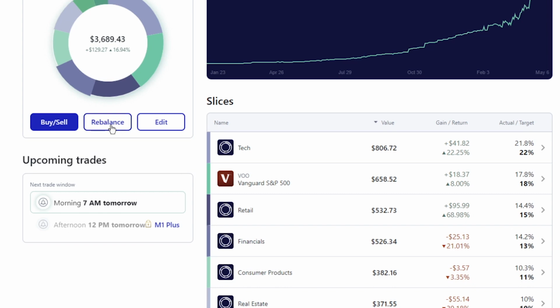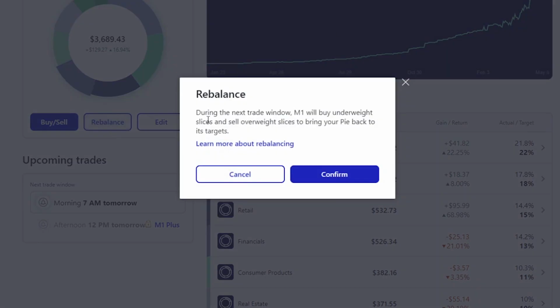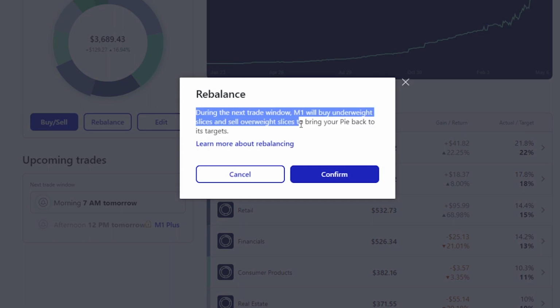Now, what the rebalancing does, if you click on it, it's going to tell you right over here. It says during the next trade window, M1 will buy underweight slices and sell overweight slices to bring your pie back to its target. You can learn more if you wanted to, and then you can click on the confirm if you would like to do that.